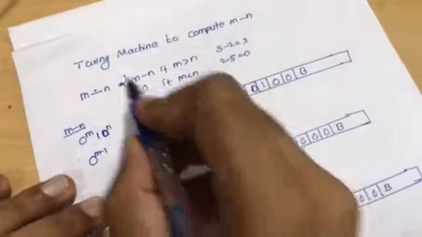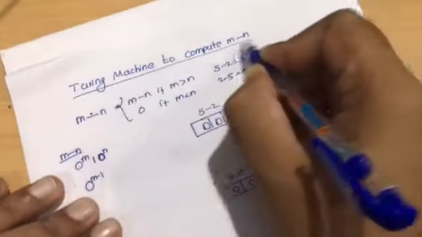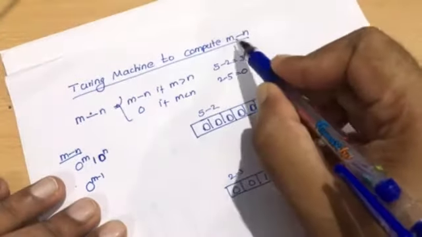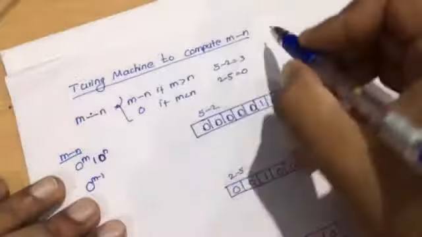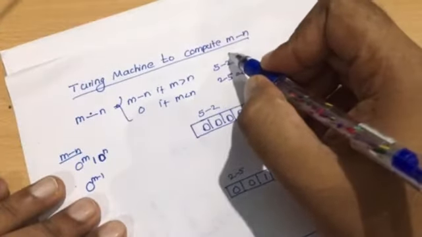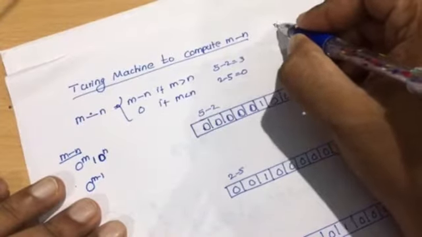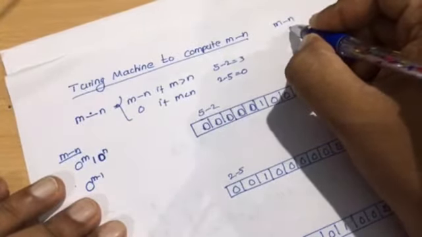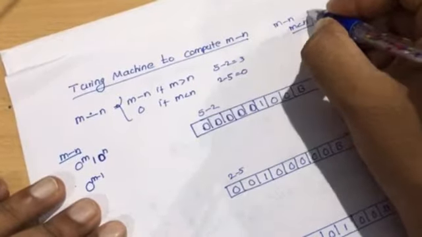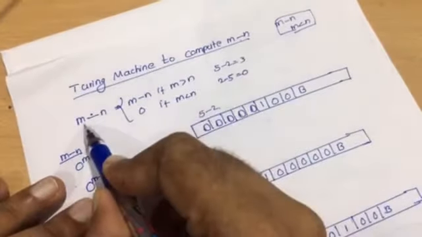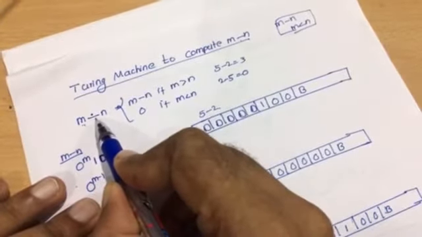Okay. Now our next question is a Turing machine to compute m minus n. We want to design a Turing machine that has to compute the subtraction of two positive numbers, m minus n. But it is very difficult to design a Turing machine that will compute m minus n when m is less than n. So we will design the Turing machine for proper subtraction.